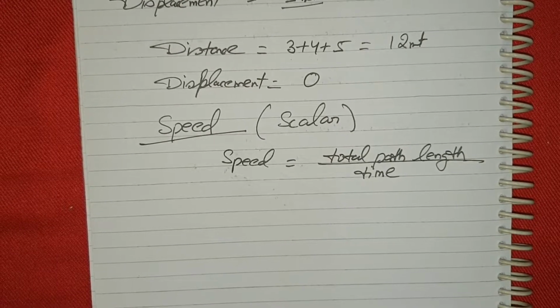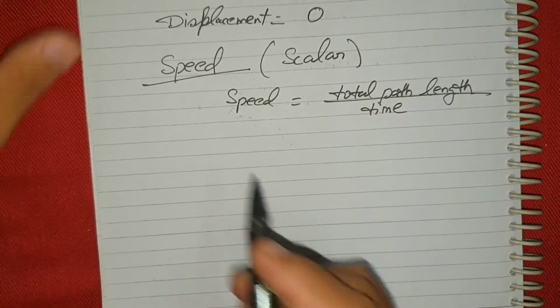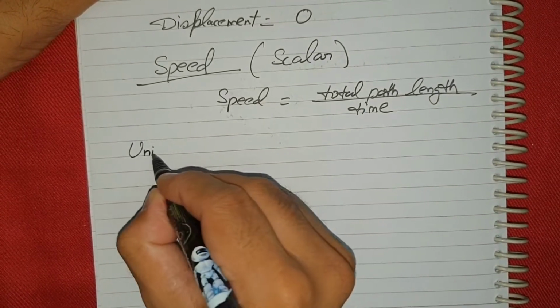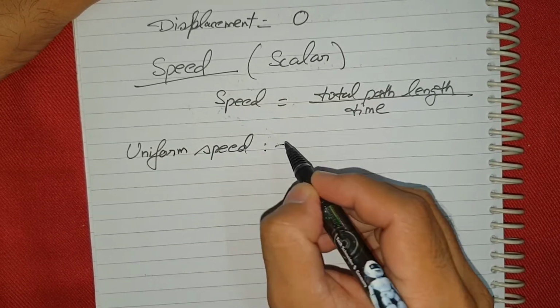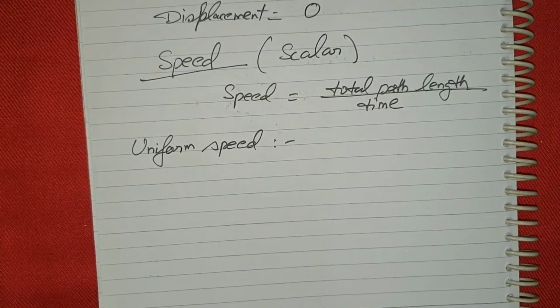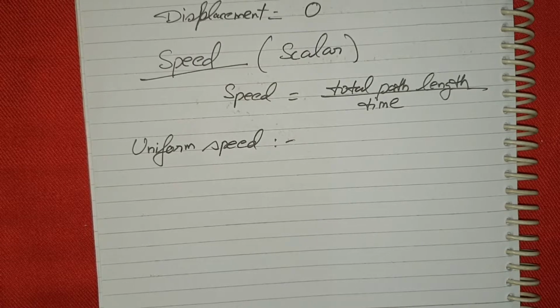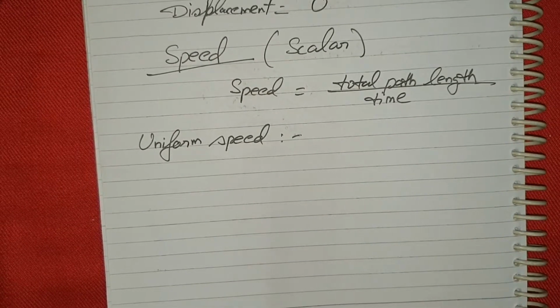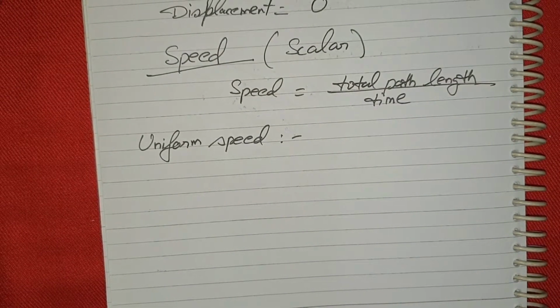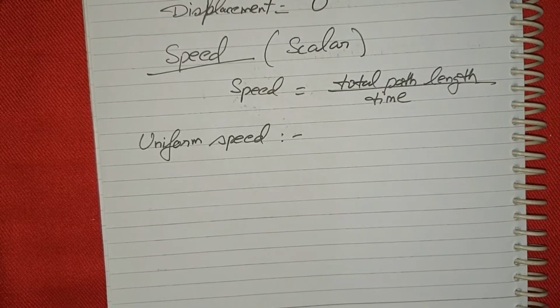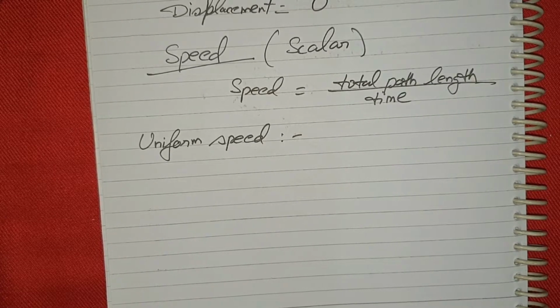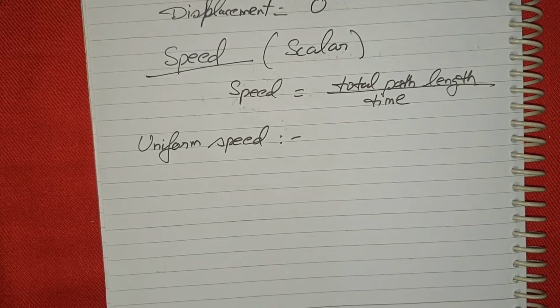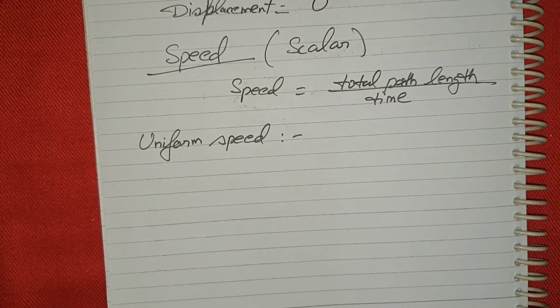Now, here comes the uniform speed. What is the uniform speed? An object is said to be moving with a uniform speed if it covers equal distances in equal intervals of time. Just remember, equal distances in equal intervals of time, however small these time intervals may be. So, this is known as the uniform speed.